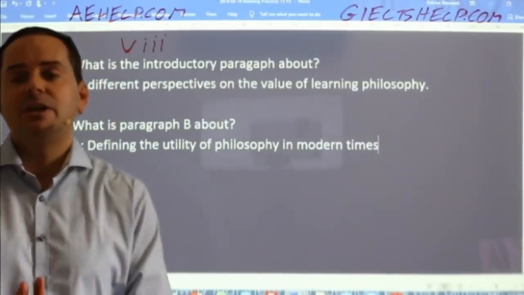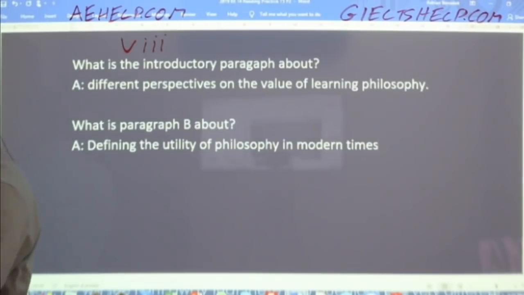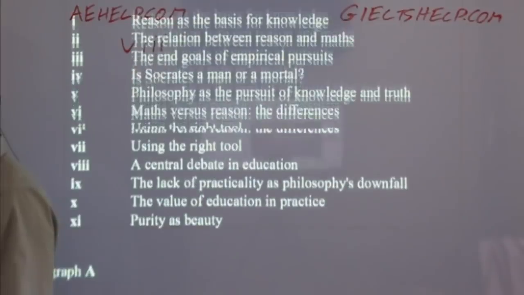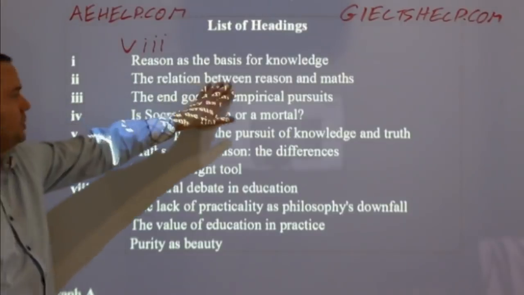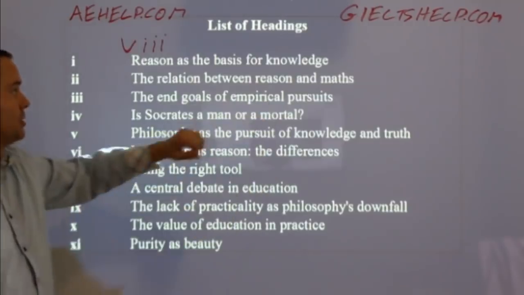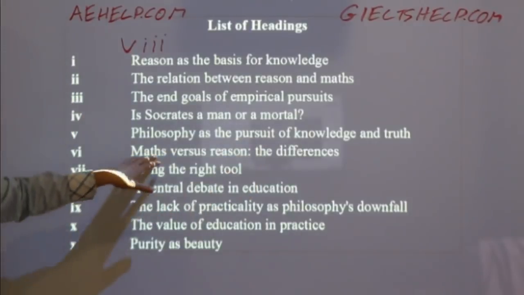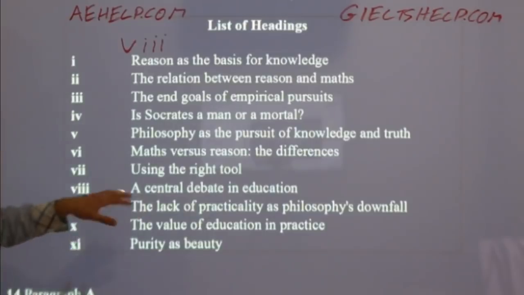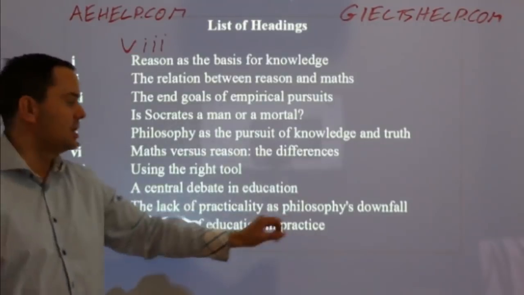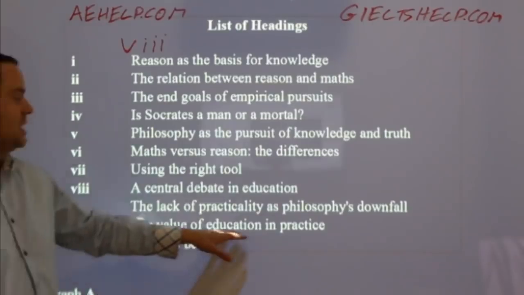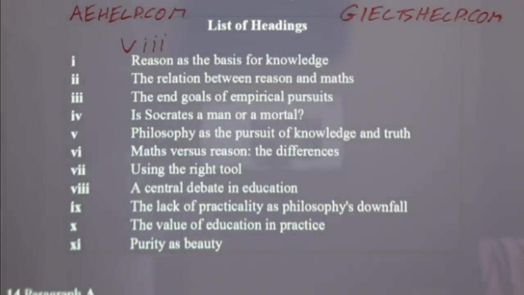Sue says the derivation of philosophy. Sue, that's the right approach as well. Nice vocabulary. Absolutely. Okay, so let's see which choice matches that idea. Okay. So reasons as the basis for knowledge, the relation between reason and math, the end goals of empirical pursuits, I don't know about that. Is Socrates a man or a mortal? Philosophy as the pursuit of knowledge and truth, perhaps. Math versus reason, the differences, using the right tool, a central debate in education, the lack of practicality as philosophy's downfall, the value of education and practice, purity as beauty. So which one do you think is the best answer?